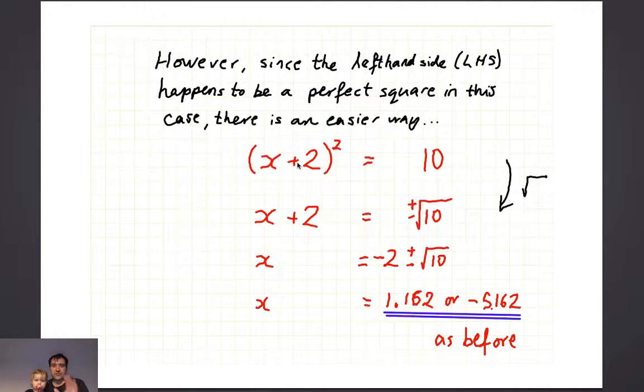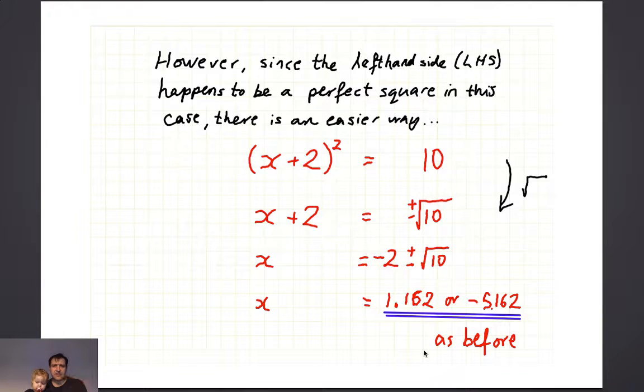Because the left-hand side was something exactly squared, x plus 2 squared equals 10, I could have just taken the square root of both sides and said, okay, the bracket on its own is the square root, plus or minus, of 10. So x plus 2 is plus or minus the square root of 10. Then I can just take away 2 from both sides to get the x on its own. So x is minus 2 plus or minus the square root of 10, which when I worked it out gave me the same answers as before, but in a much shorter way.